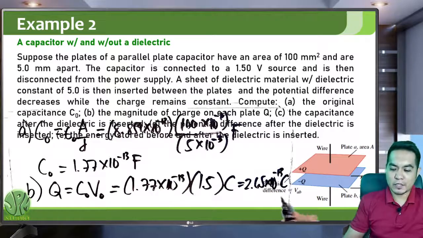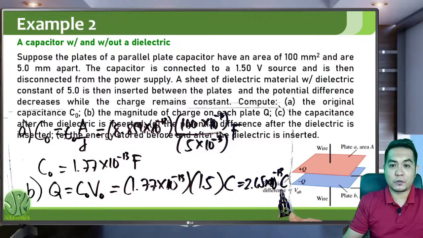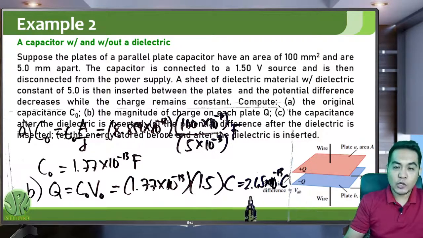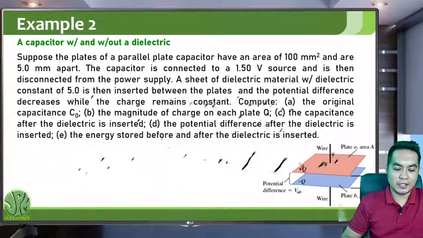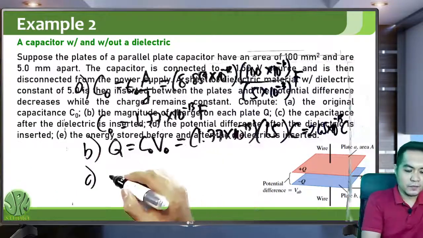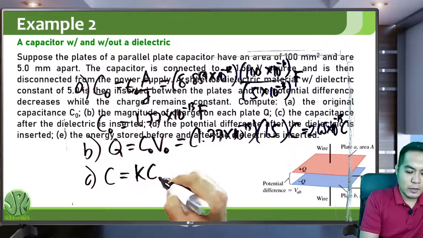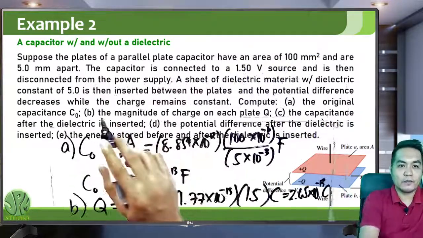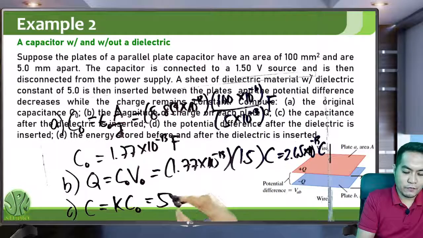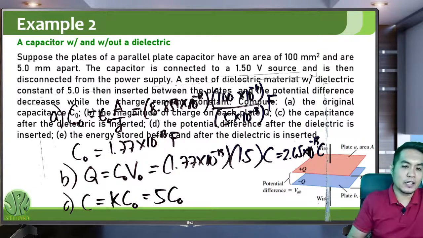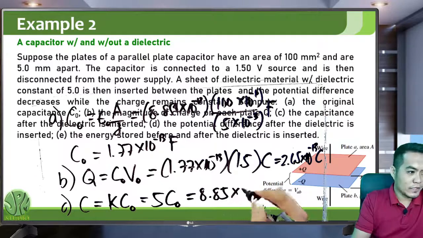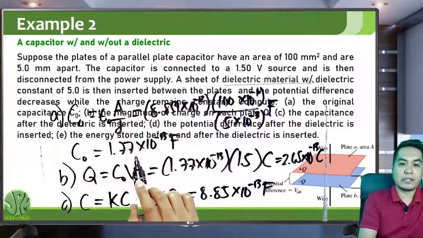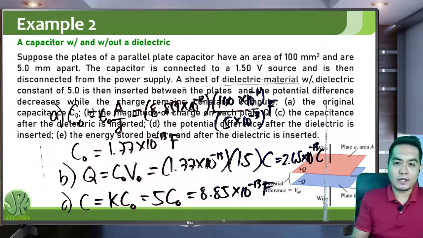The upper plate of the capacitor is positive 2.65 times 10 to the negative 13 coulomb. The lower plate of the capacitor is negative 2.65 times 10 to the negative 13 coulomb. Okay, letter C. The capacitance after the dielectric is inserted. So of course, as I mentioned earlier, the dielectric constant is just a multiplication factor. So if K is equal to 5, then you have 5C now, 5 times the original capacitance. And this will give you a value of 8.85 times 10 to the negative 13 farads. So this is 5 times 1.77 times 10 to the negative 13 farads.